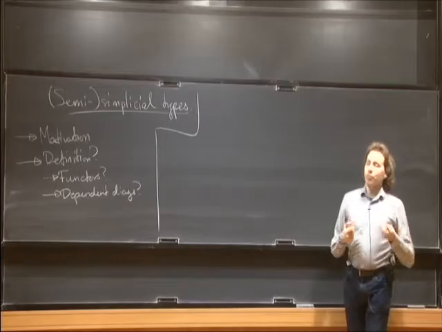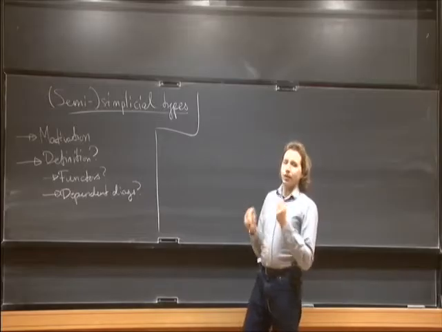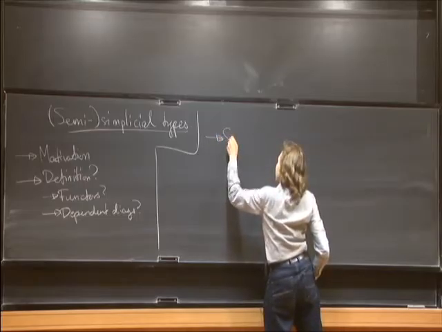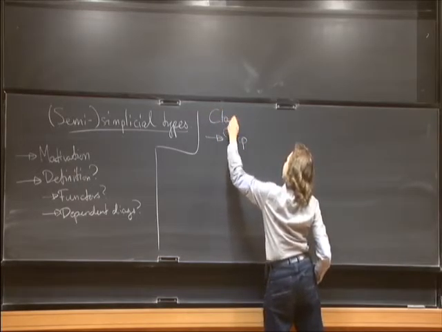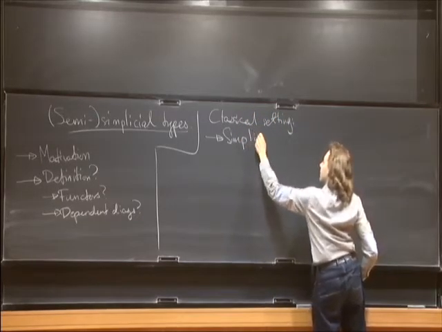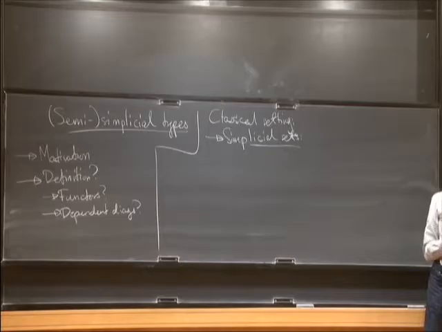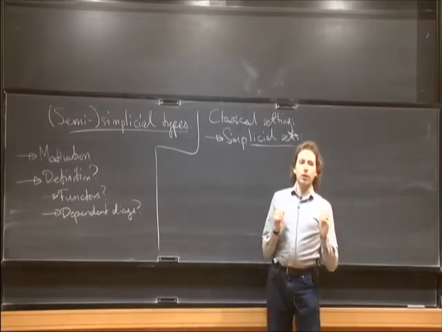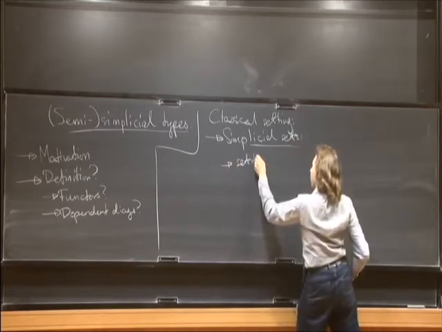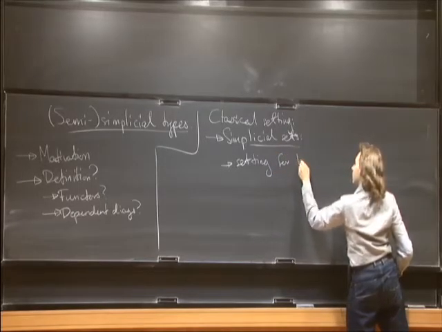Why do we care about semi-simplicial types? Why is this a good thing to think about? Well, simplicial sets, in a classical foundational setting, simplicial sets in a classical setting, well, certainly they're a very classical and very well understood setting for homotopy theory. They're kind of one of the best, most classical settings for it.